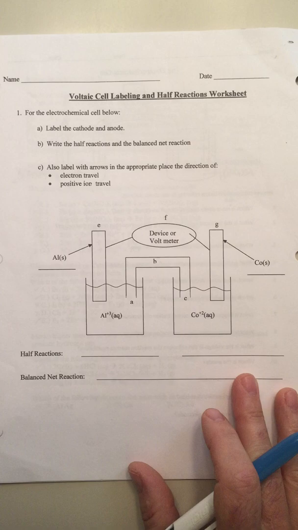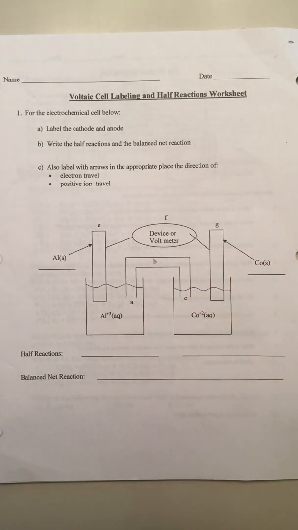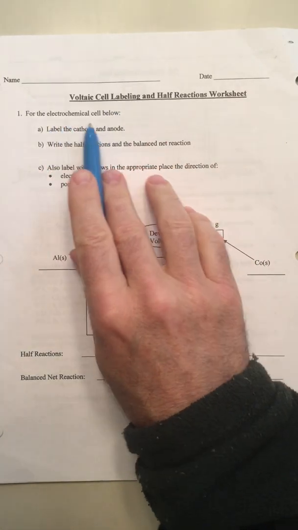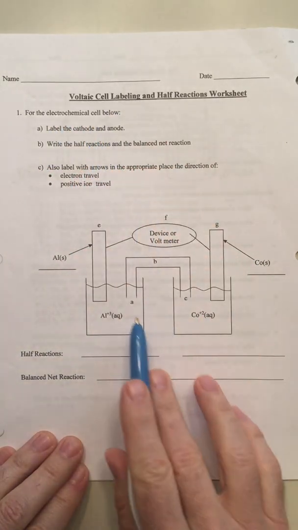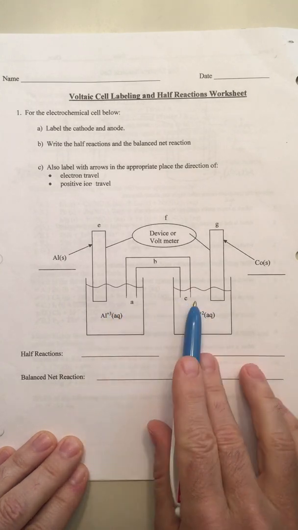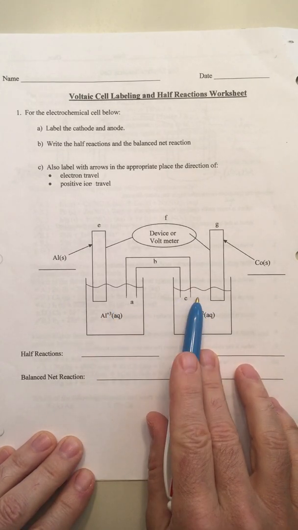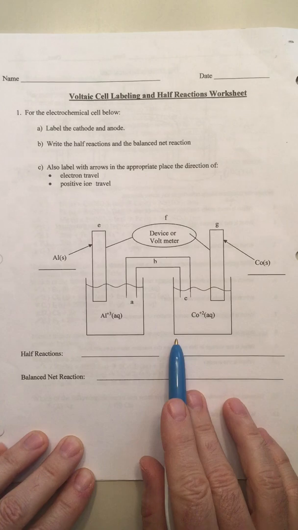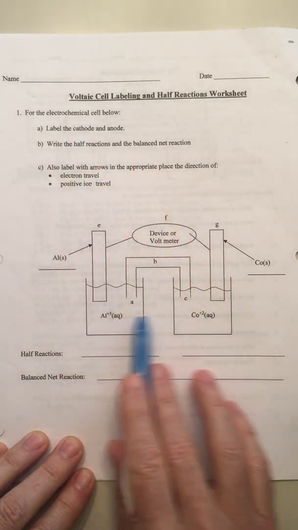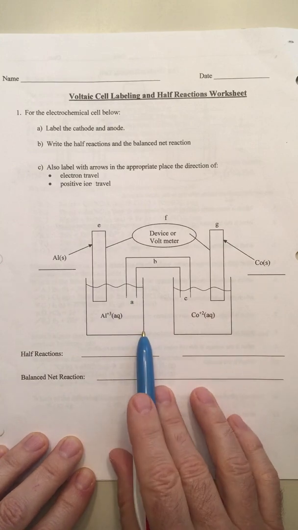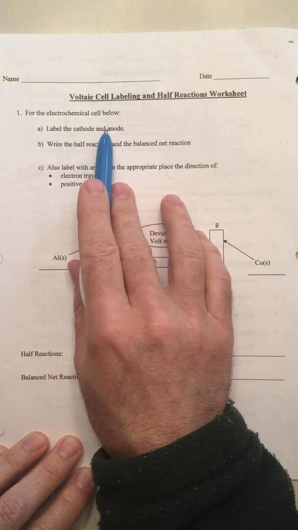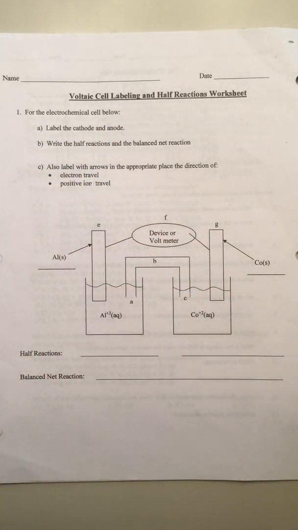All right, so this was your homework. Let's take a look. For the electrochemical cell below, this is not electrolytic. The reason I know it's not electrolytic is that there are two containers and there's no battery here. Electrochemical, you will have two containers. There's also a salt bridge. Okay. So the first thing we're going to do is label the anode and the cathode.